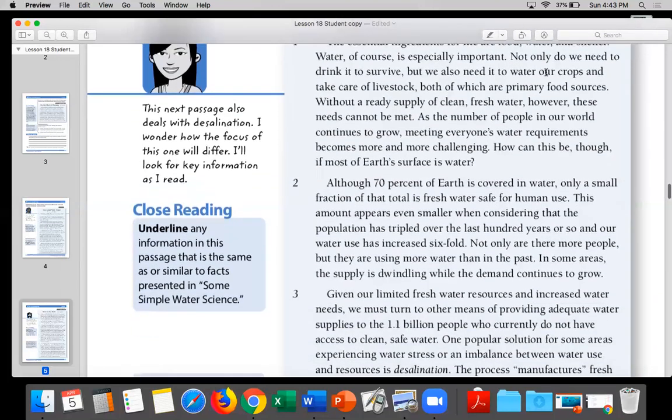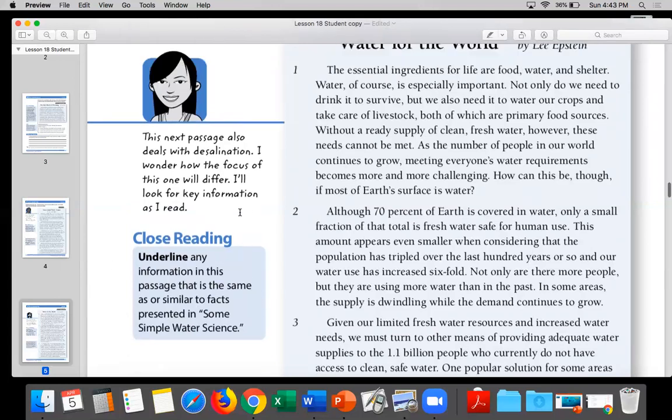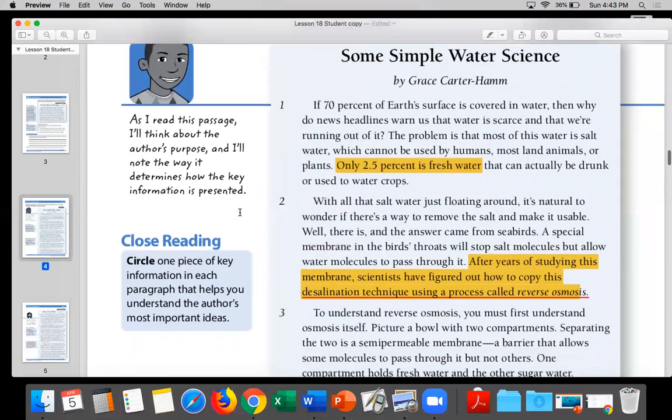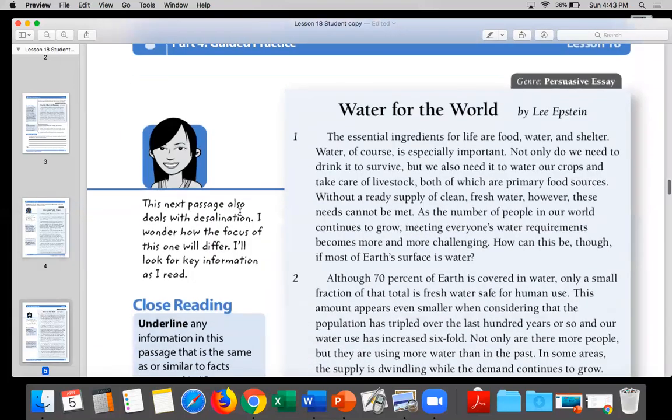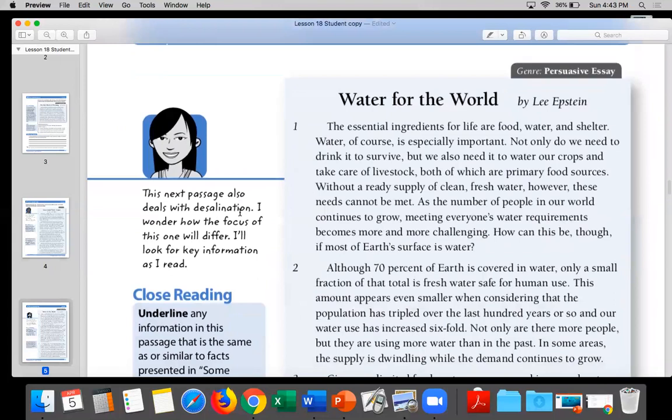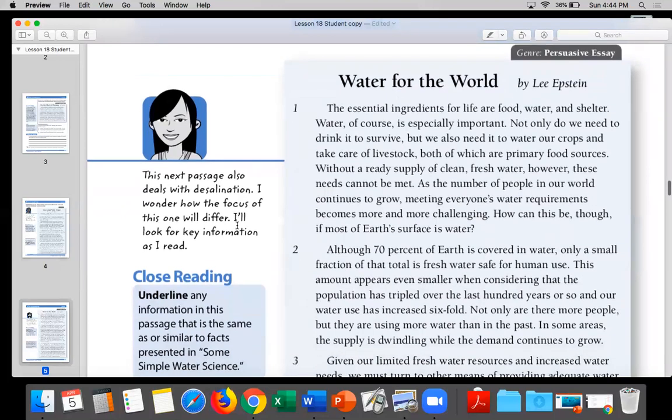The first thing we're going to do is the close reading. Underline any information in this passage that is the same or similar to facts presented in some simple water science. If you want to pause and go find those now, go ahead. I'm going to continue on. We are going to underline these.